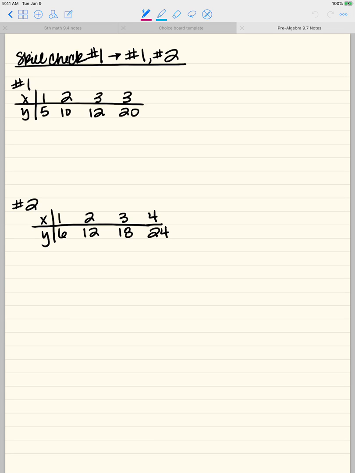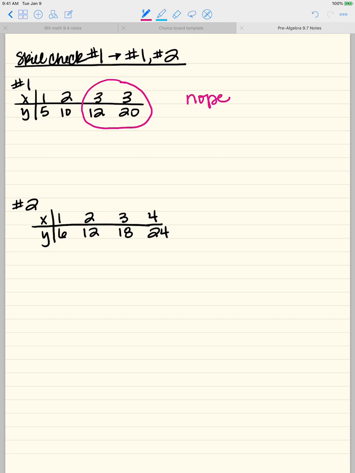Skill check number 1. Let's look at number 1. Here's the table. Take a look. Does this represent a direct variation? Remember, what that means is that every time I divide y by x, I'm going to get the same thing. I'm not even going to start working through division because I want you to be able to identify right away this is not going to work out, because there's no possible way that 12 divided by 3, which is 4, can equal the quotient of 20 divided by 3. So, nope. This is not a direct variation.